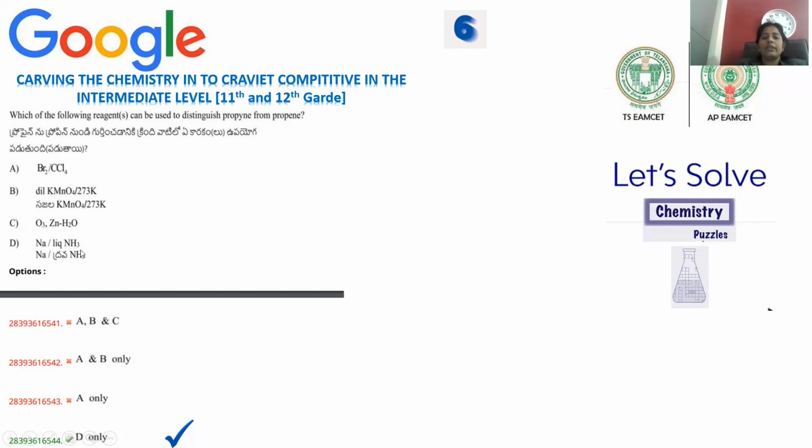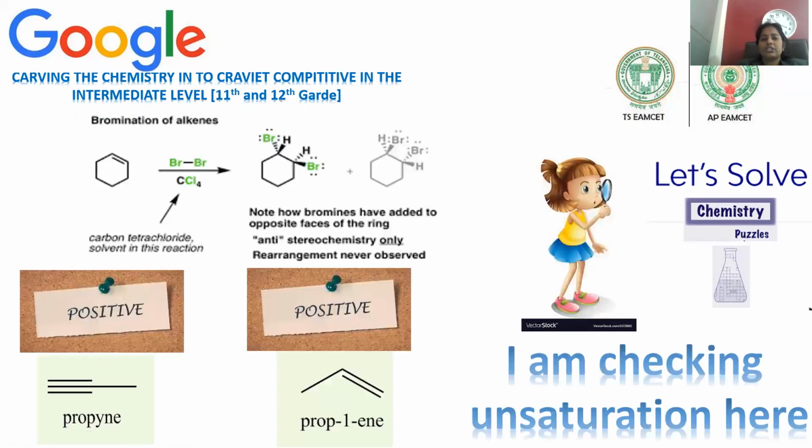That means sodium in liquid ammonia will be used to identify propyne from propene, but all the remaining are common for both. Both will react with these many reagents. D will not react with one of the compounds. Let's see this reaction in detail.